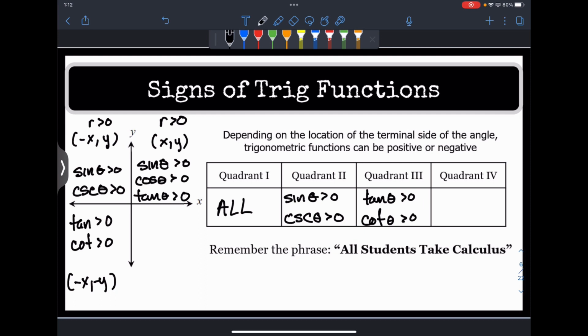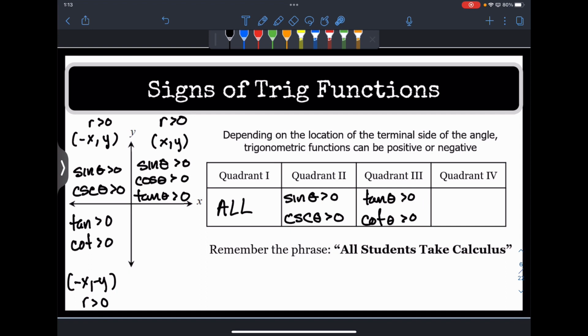The reason that sine and cosine are not going to be positive here is because, remember, sine is y over r. But since y is negative and r is positive, that's going to give us a negative number, because dividing a negative by a positive gives a negative. And the same thing with cosine. So that's why sine and cosine are negative. And of course, if those are negative, the reciprocals are also going to be negative as well. So only tangent is positive there.